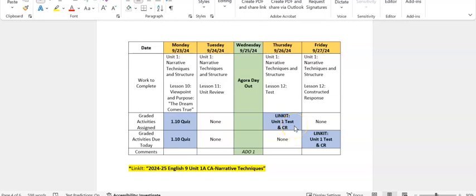You will start working in Linkit on the Unit 1 test and CR. And then Friday the 27th, we will finish Lesson 12, focusing on the constructed response. We will finish and submit the Linkit assignment, Unit 1 test and CR. In Linkit, the Unit 1 test and CR is called 2024-25, English 9, Unit 1A, CA, Narrative Techniques.